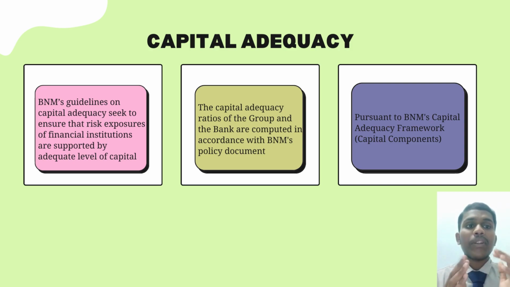The second one, the capital adequacy ratios of the group and the bank are computed in accordance with the BNM policy document. So the BNM guidelines already have all the ratios that banks need to follow. How the bank needs to compute the capital ratio is already set out in the BNM guidelines document. The last one is pursuant to BNM's capital adequacy framework. So all banks need to follow the BNM guidelines and regulatory framework, and ensure the capital ratio is above the percentage required by BNM.